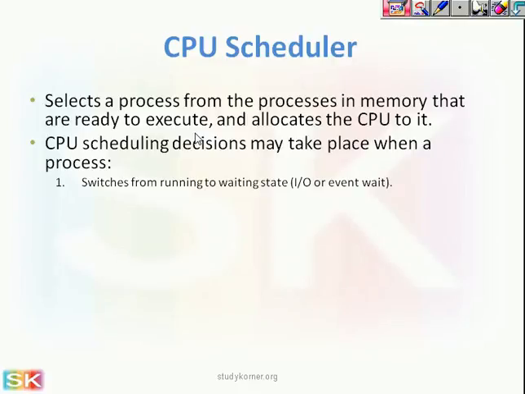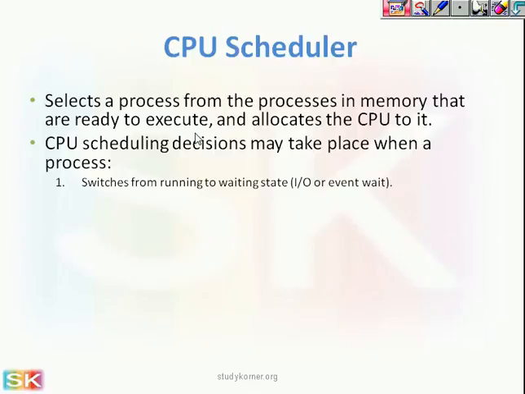So whenever a process shifts from running state to waiting state, or you can say whenever the CPU becomes idle, there is a need to execute the CPU scheduler algorithm or CPU scheduler program, right? So that a new process from the ready queue or ready state can be picked up and executed in the CPU. That is the main concept, right?